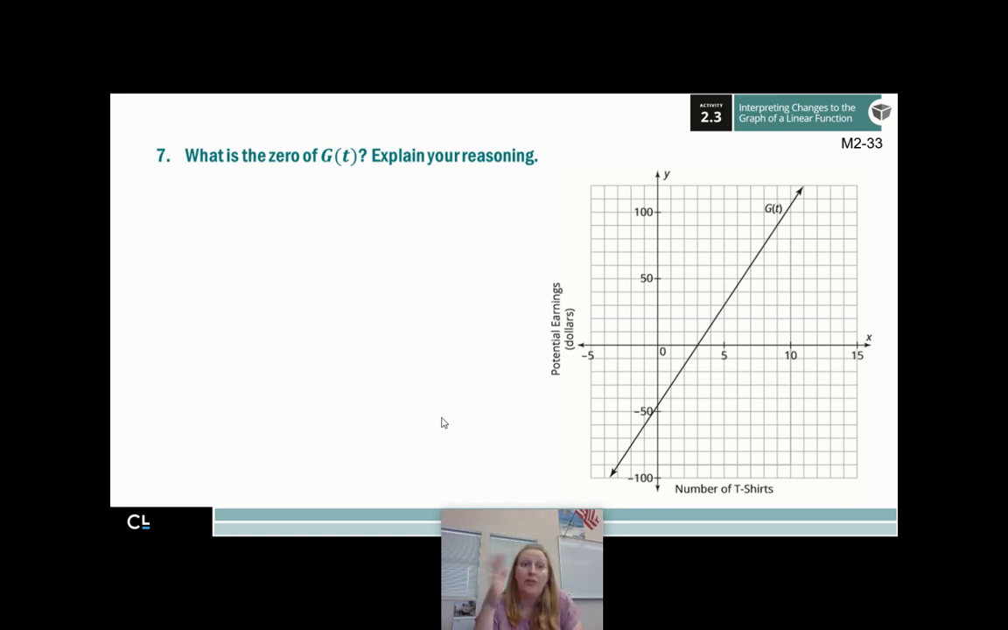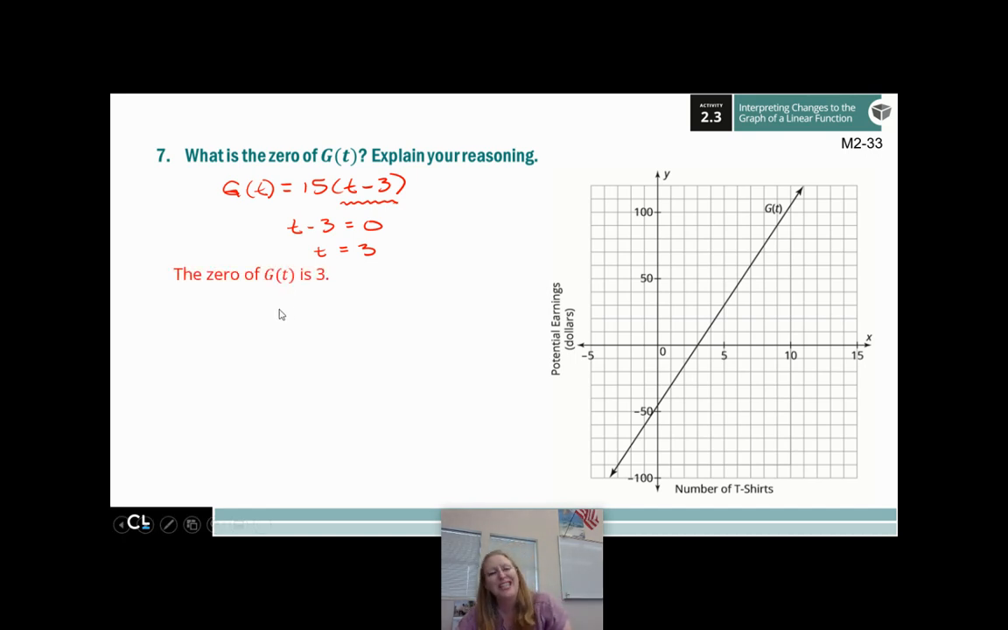Now, you already know that the 0 of the function is the x-intercept, and we've already found the x-intercept, but I just want to go over real quick here with you. So you've got g of t equals 15 times t minus 3. Do you remember how we said you could use this to find the 0 of the function? You could take t minus 3 and set it equal to 0, add 3 to both sides, and check it out, t equals 3. So it turns out the 0 of g of t is 3, because if I plugged it in, it would turn everything into 0. And of course, you also know that's the x-intercept on your graph.